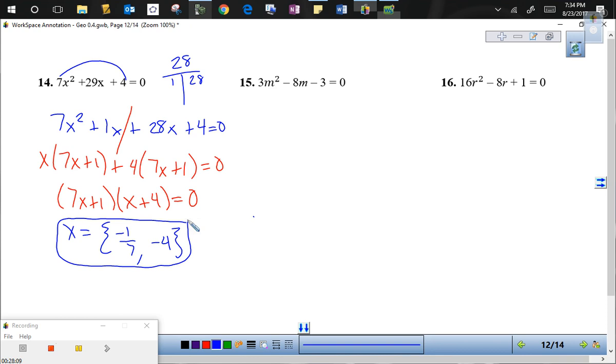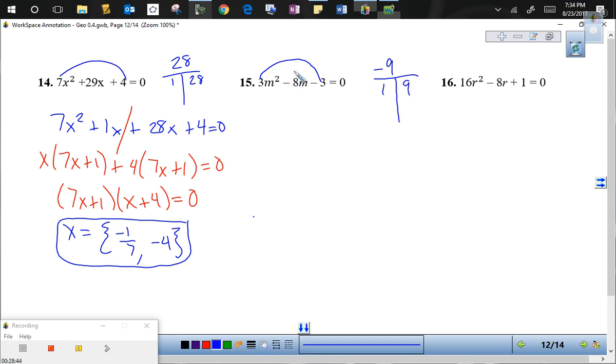Alright, let's look at the next one. 3 times -3 is -9. Find the factors that work for that -8 and see if you can solve this one from start to finish. -9 here means we're looking for a difference of 8. 1 and 9 work. Okay?